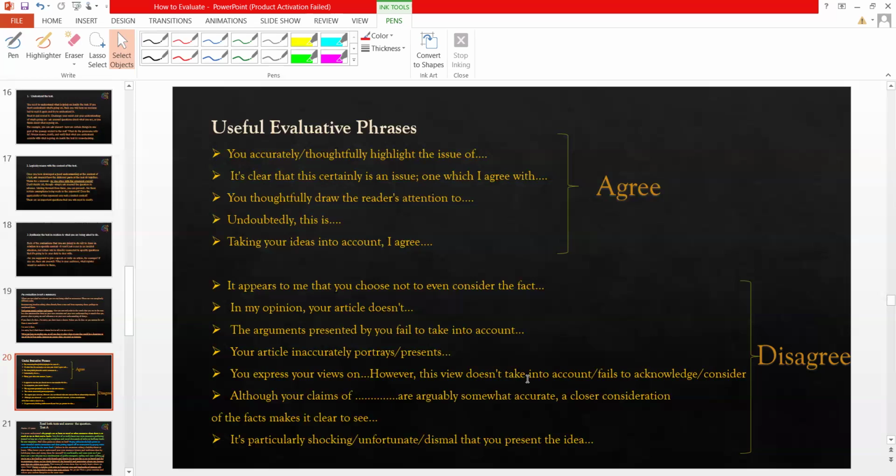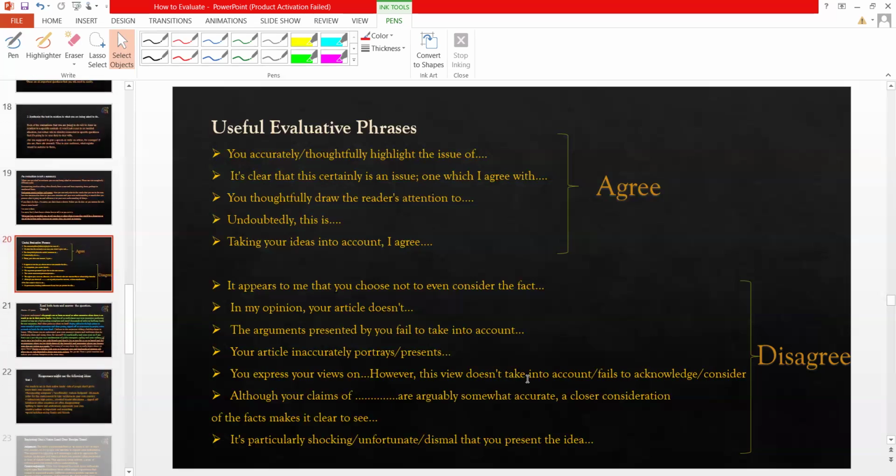Okay, now if you disagree, you can start your writing like, "In my opinion, your article doesn't..." It could be anything. You can add, "Your article inaccurately portrays whatever." See, you may have some arguments there. Okay, so you may express your arguments. "It's particularly shocking that you present the idea." See, you disagree, you can write it in any way.